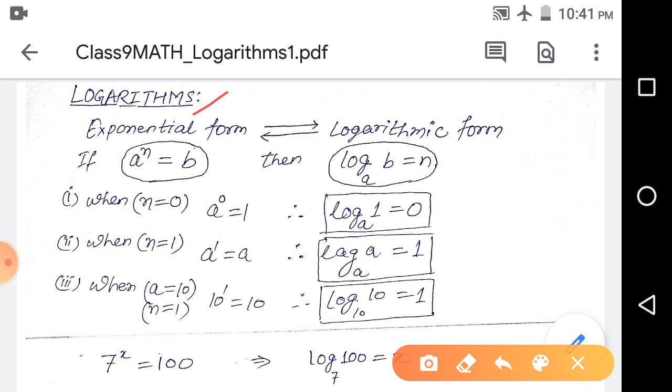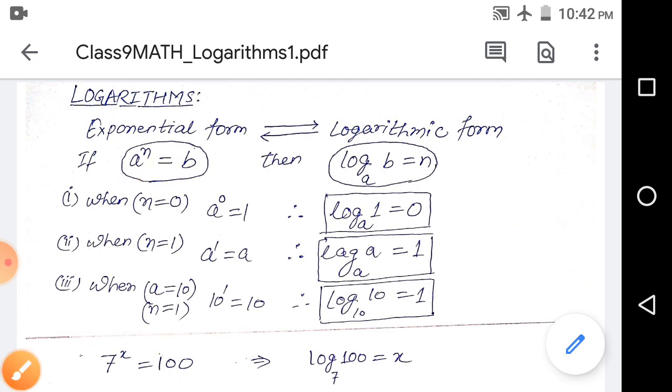So we will learn here how exponential form is converted into logarithmic form and how logarithmic form is converted into exponential form. First of all, we have a given condition, that is a to the power n equals b. This is an exponential form equation.